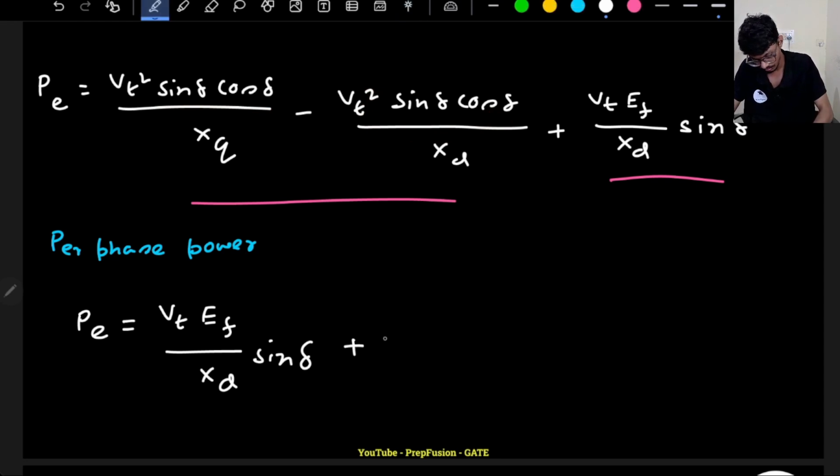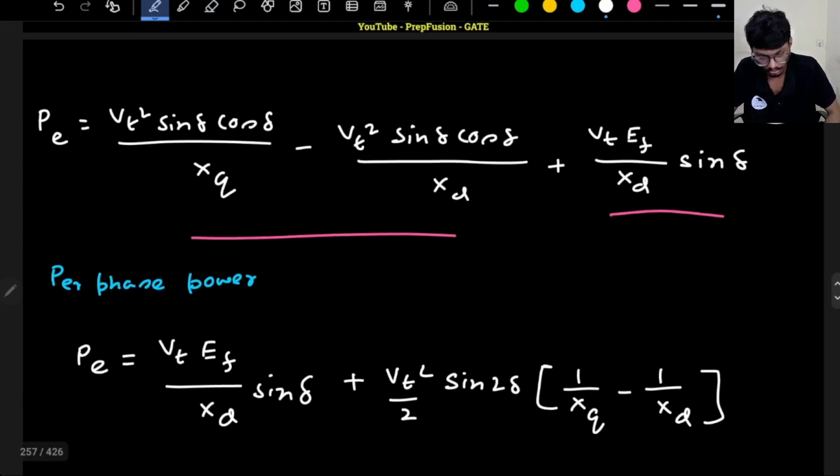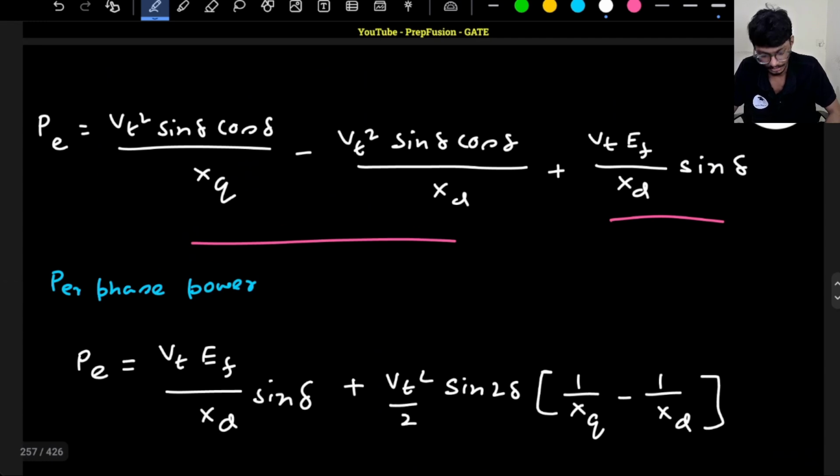So VT square, if I take common, this will be sine of 2 delta divided by 2, right? So VT square, if I am taking common, and sine of 2 delta by 2 if I take common, this will be 1 by XQ minus 1 by XD. Okay, so this is the formula that we are getting.